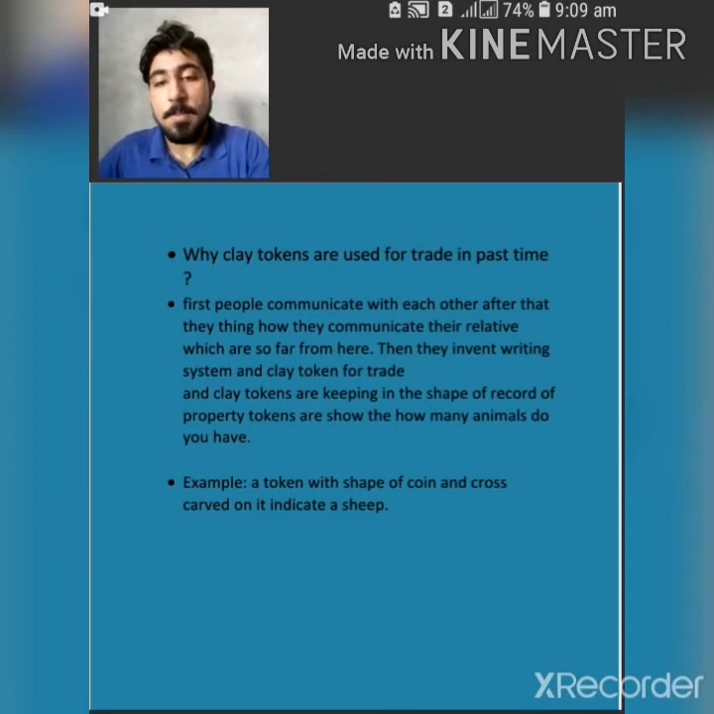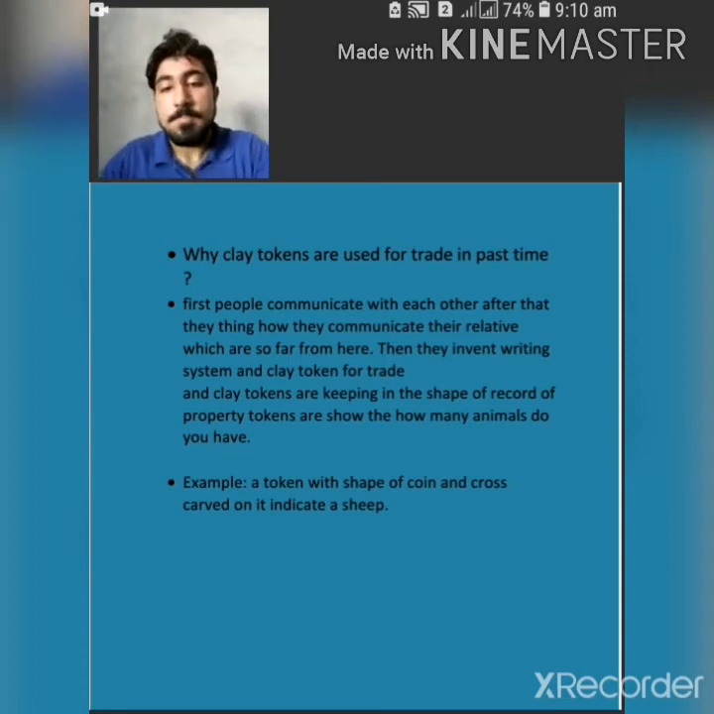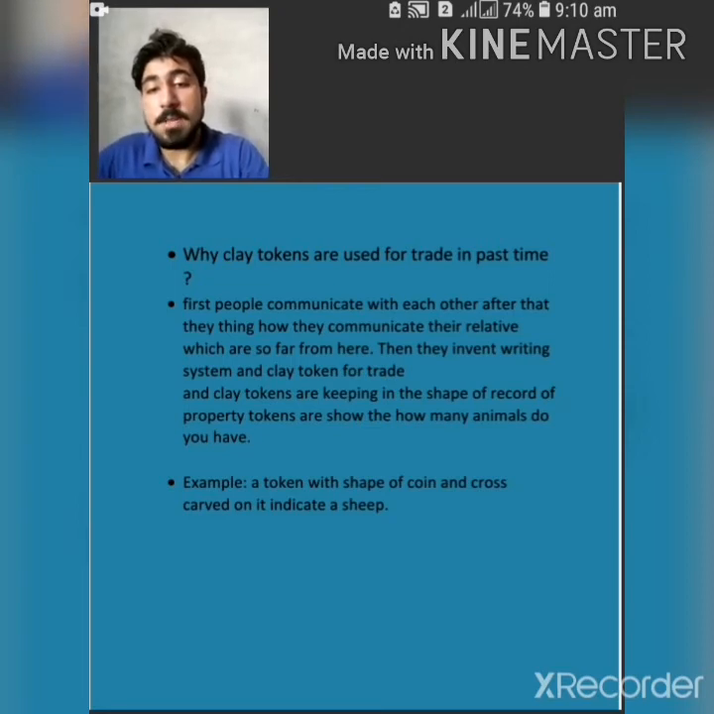We trade so far from here, and for example, we go from here and take a heavy load, and they feel a lot of difficulties. After that, they made clay tokens for the trade system. They made a simple symbol to record property, and the clay tokens keep the shape of the recorded property, and they go to other people, to many places, and show the tokens of those things.